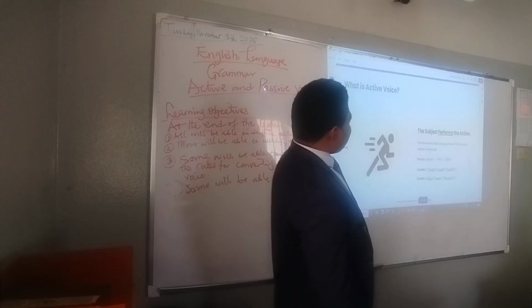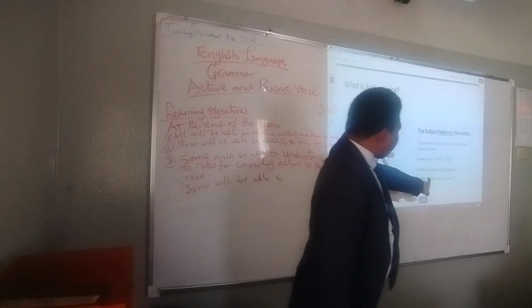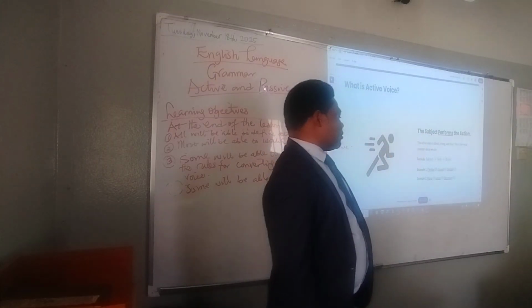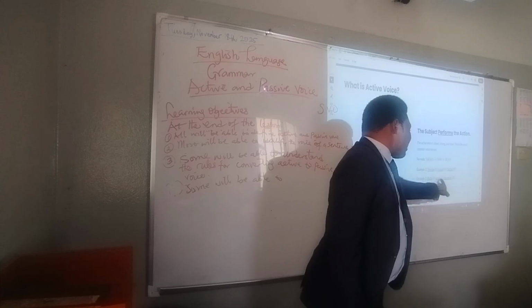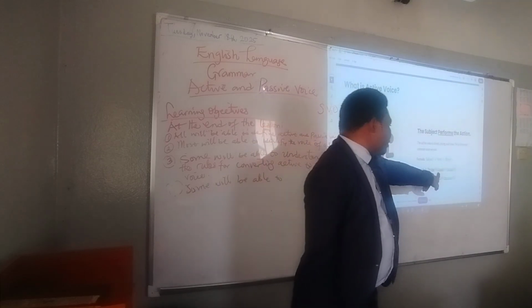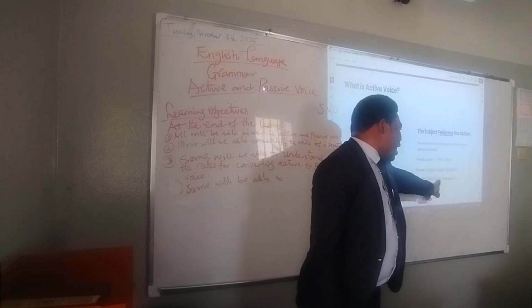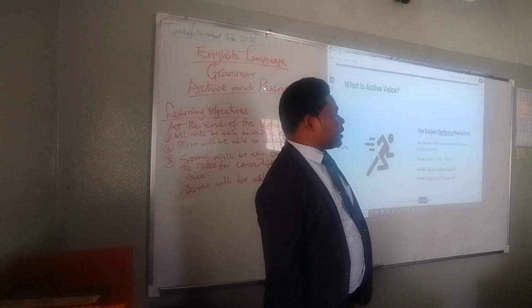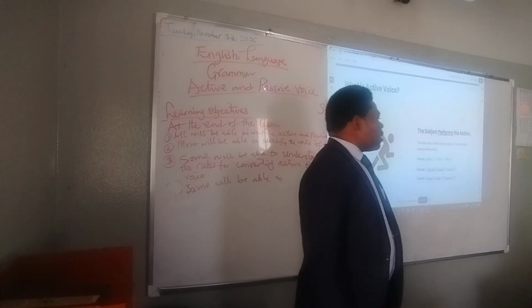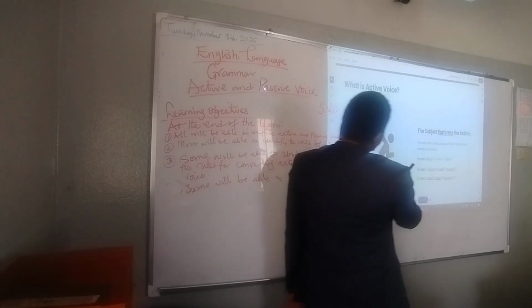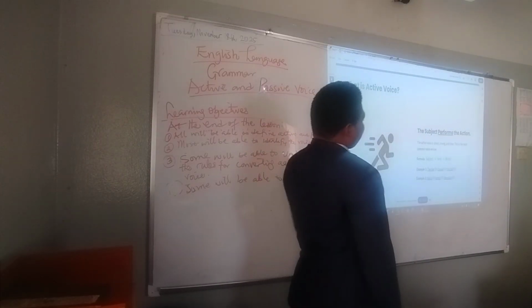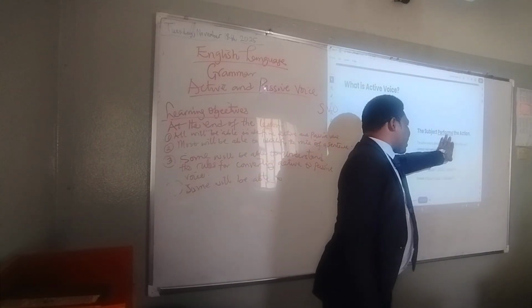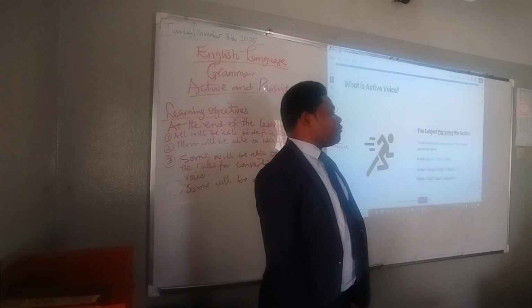Yes, sir. Now we have another example. Maria wrote the essay. Maria is the subject, of course. Wrote is a verb, and the action of writing is received by the object, essay. Do you understand? Yes, sir. So any time you find a subject performing the action in a sentence, we describe such as active voice.